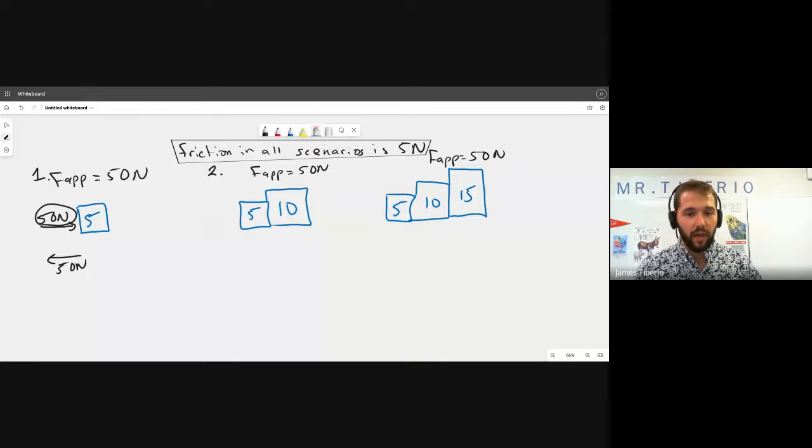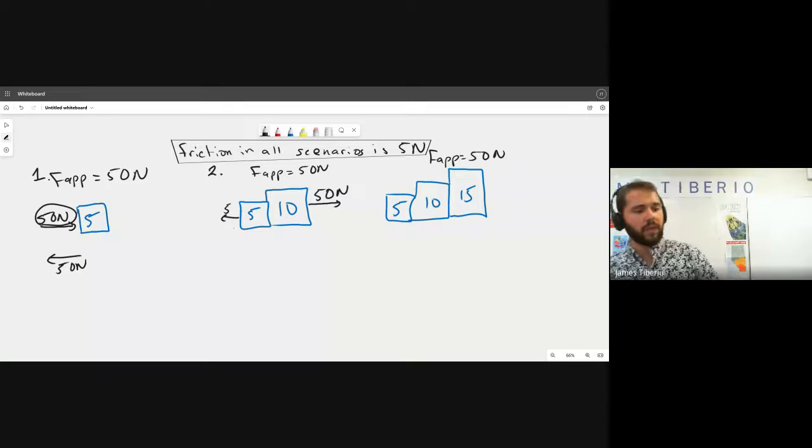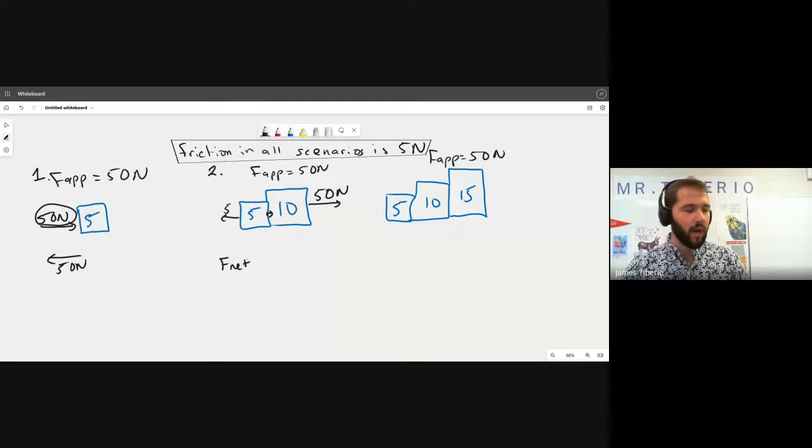And so we say, okay, I'm going to apply a 50 Newton force, and I'm going to put it here now, because we're looking at the whole system. 50 newtons is applied to the right, and that 5 Newton force is acting to the left. And so we want to say, okay, if I was ever to figure out how hard box 5 has to push on box 10, that would essentially be asking, what is the net force on box 10, or on the 10 kilogram box?